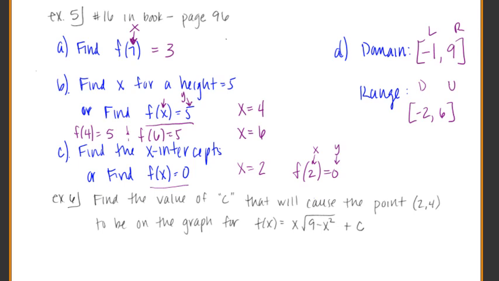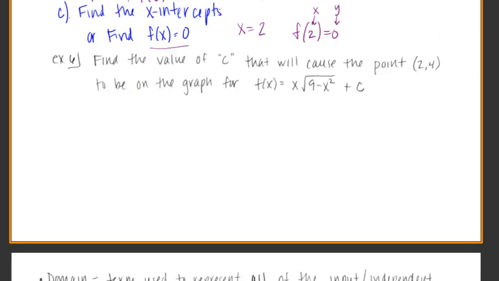So there's the domain and range, and we're going to get right back to this whole concept in just a second. But first, let's just look at example 6. We want to find the value of c that's going to cause the point (2, 4) to be on the graph. Okay. Just remember the point, 2, that's an x value. 4, that's a y value. And we're up here in function notation. Remember, all of that right there is a fancy way to notate y.